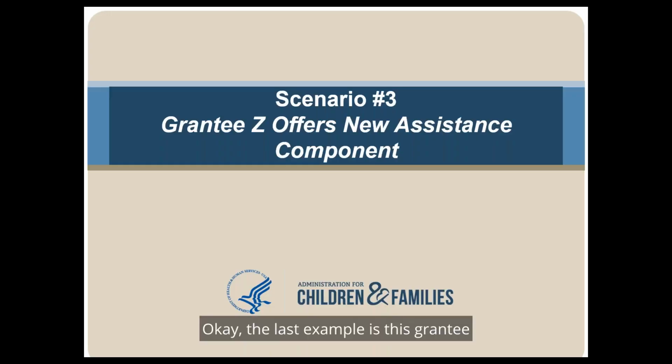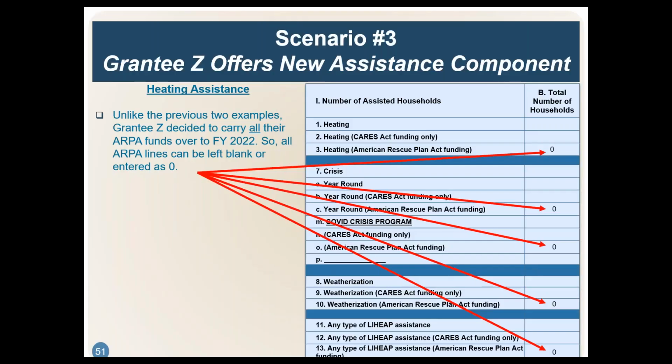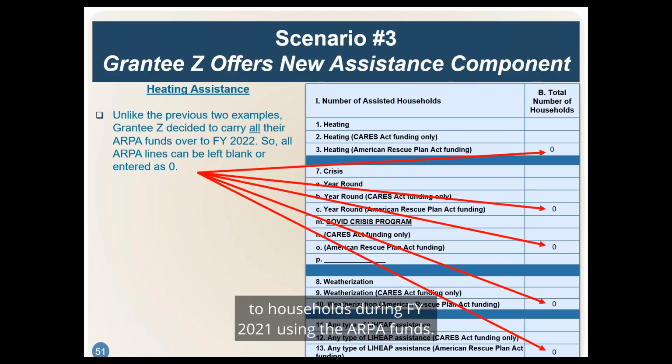Okay, the last example is this grantee decides to use their supplemental funds to start a new program component. Maybe they hadn't previously provided this assistance and now they're adding it. So this grantee decided to carry over all of their ARPA funds to FY 2022. So they did not provide any assistance to households during FY 2021 using the ARPA funds. So if that's you, then your report will look like this with zeros next to each of the American Rescue Plan Act lines.